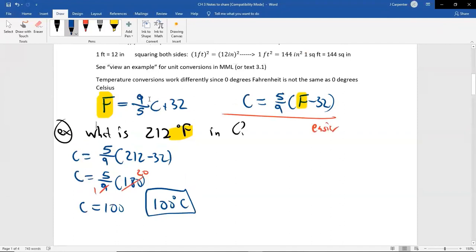So the idea of dimensional analysis, which is what we heavily focused our ideas on in 3.1, does not work. You can't just say out with the old and in with the new. You can't multiply by a fraction where your old units are in the bottom and the new are in the top. It does not work because 0 degrees Fahrenheit is not 0 degrees Celsius. So the whole idea of one thing doubling and the other thing doubling falls apart.